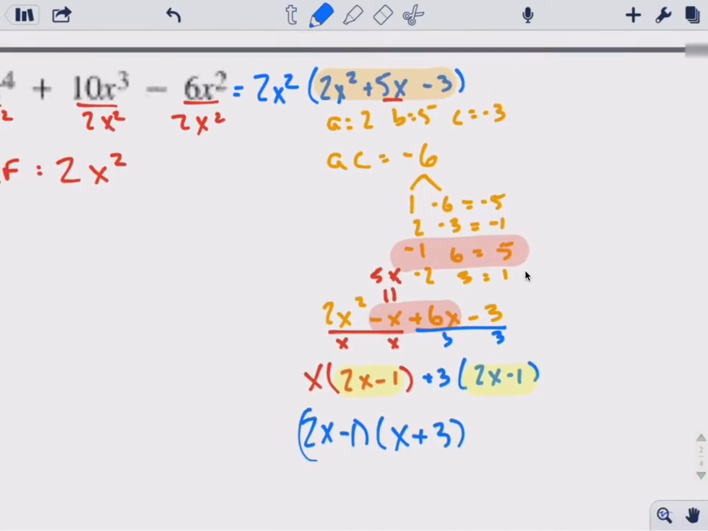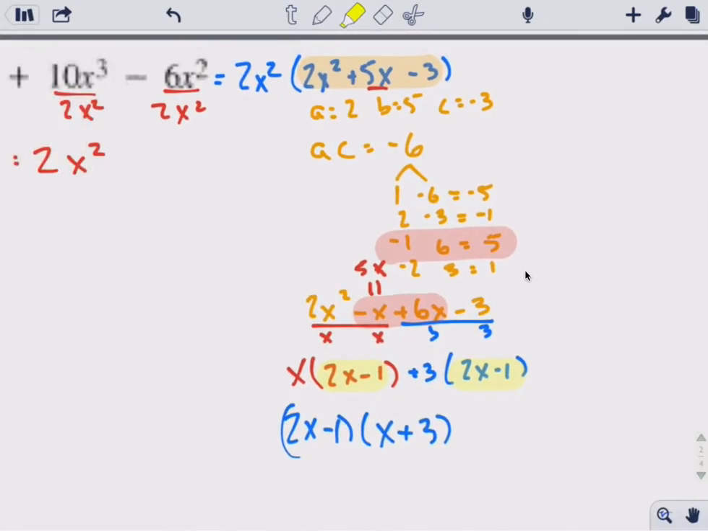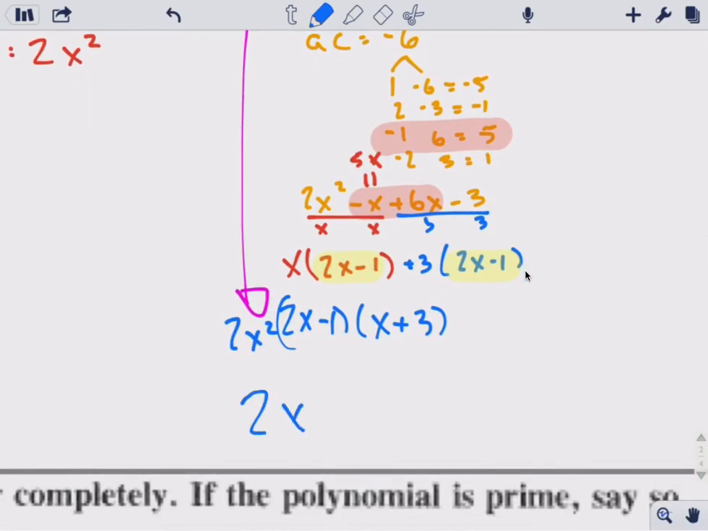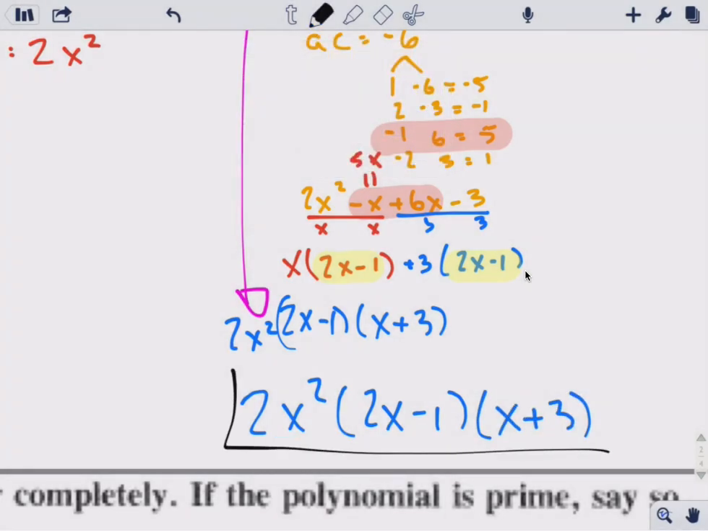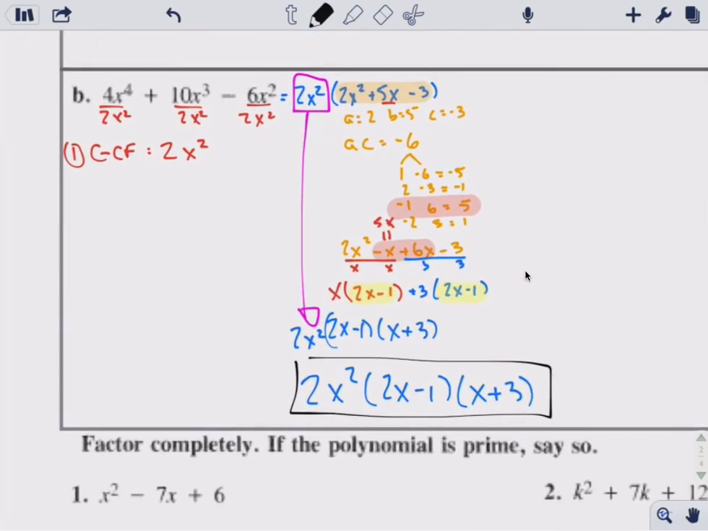Now, you probably think you're done. We are not done, because we have this piece way up here that we stopped using, so it needs to come all the way down here. So I get 2x squared there. If I want to rewrite this a little prettier, 2x squared times 2x minus 1 times x plus 3. That is our final answer. You can FOIL it out in order to check it, and if you do, you should get the correct thing. Okay, so we'll start this tomorrow in class, and then we'll go from there.